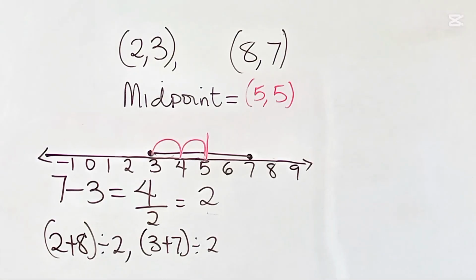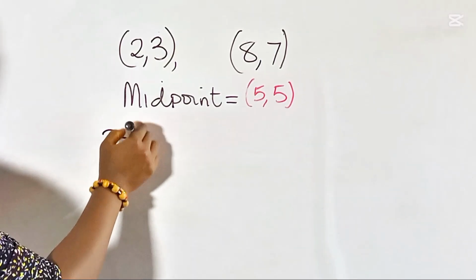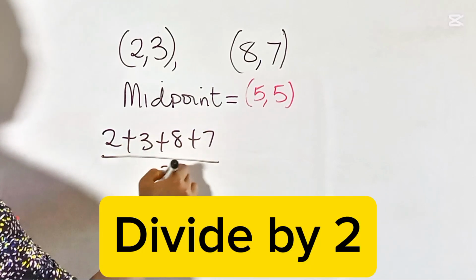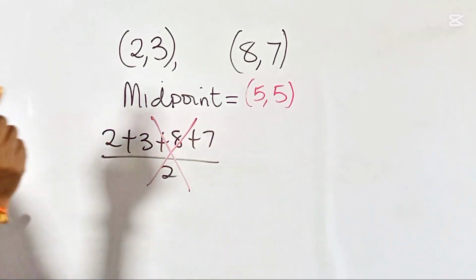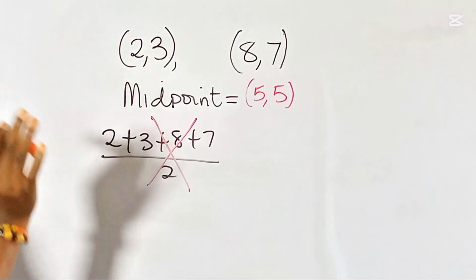But here's a mistake a lot of students make. They add up both values of x and y and find the average. This is wrong. You have to treat x and y values separately.